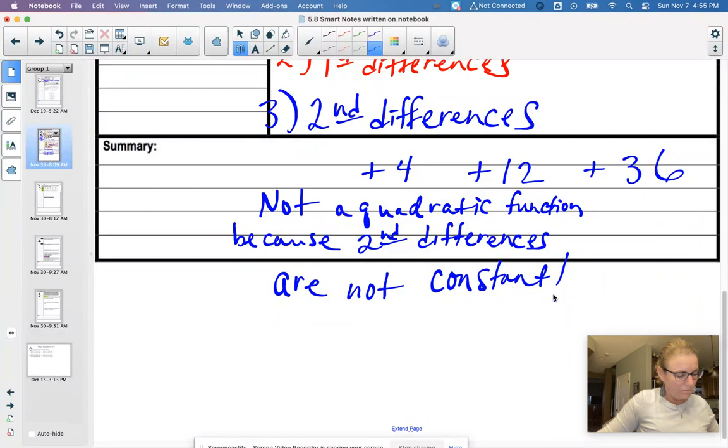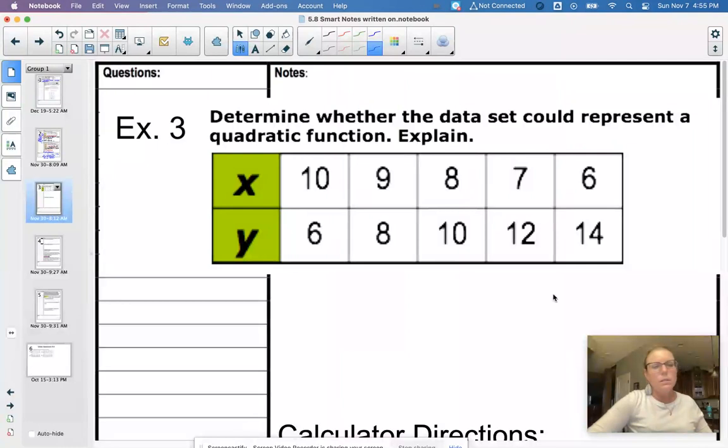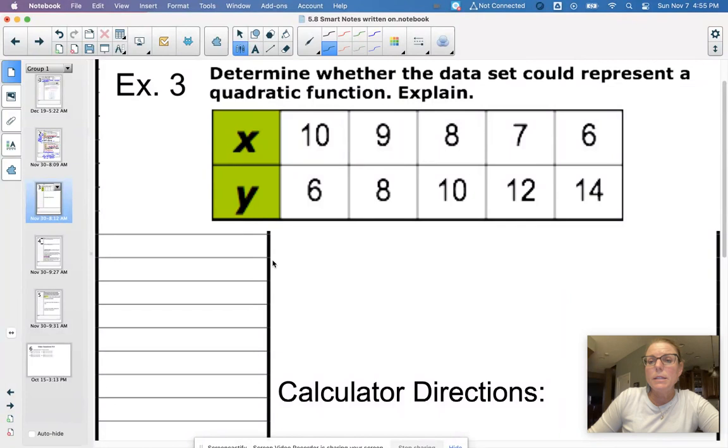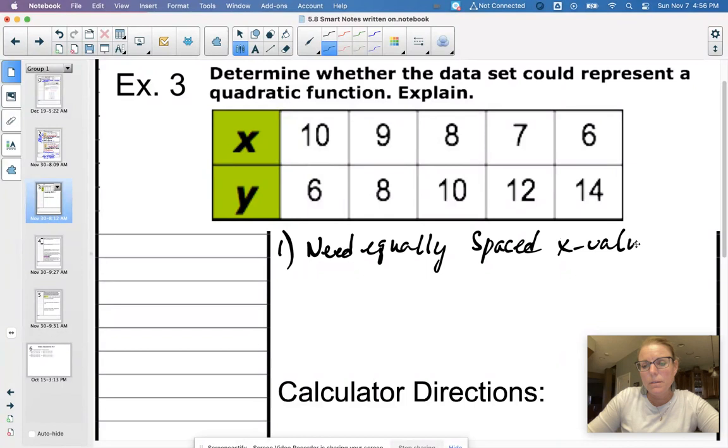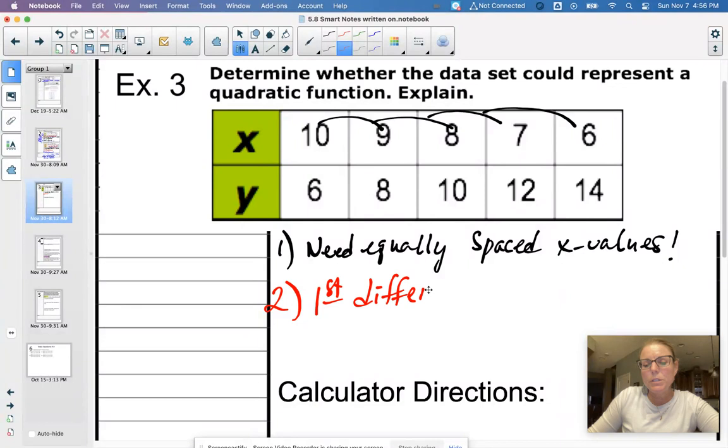Example 3. Another example. Same directions. Determine whether the data set could represent a quadratic function. Number one, we need equally spaced x values. They're going down by one, down by one, down by one, down by one. That is good. Number two, we have to look at the first differences. So it's looking at how the y values are changing. They're going up by two, up by two, up by two.